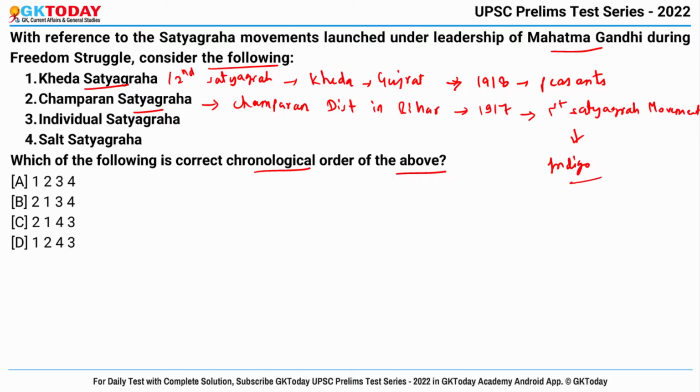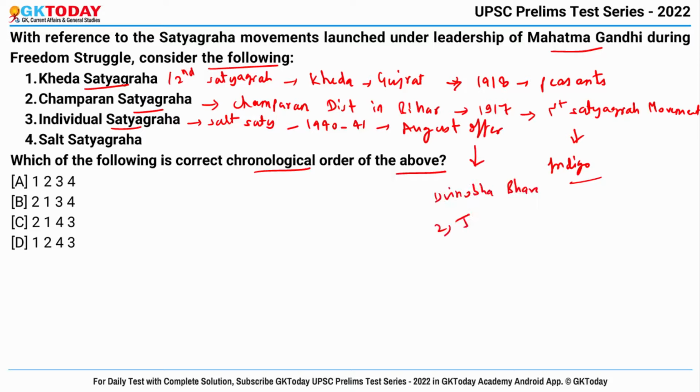Okay. Third is individual Satyagraha. This was launched in the aftermath of Salt Satyagraha in 1940-41, and it was started in protest against the August Offer. And the three individuals who were selected for this movement are: first is Vinoba Bhave, second is Jawaharlal Nehru, and third is Brahmadatt.